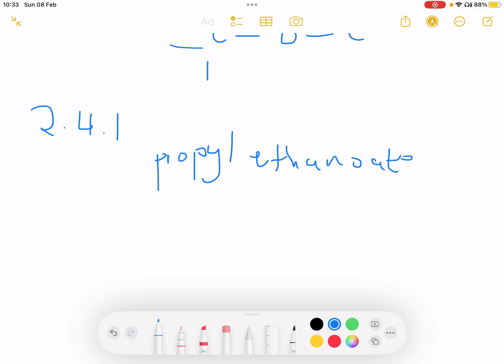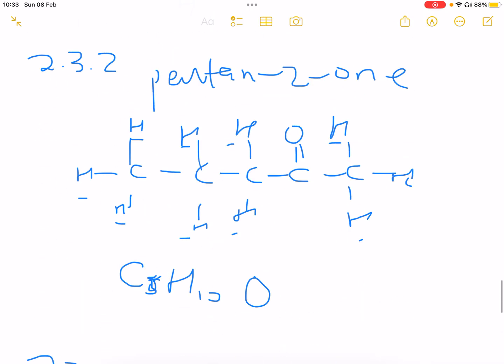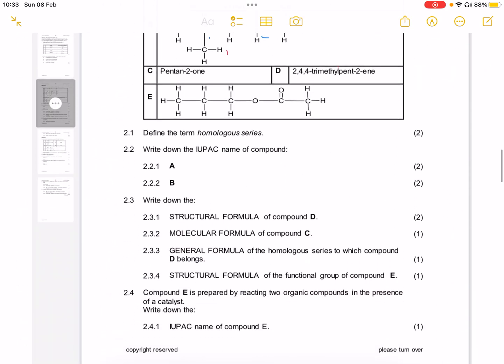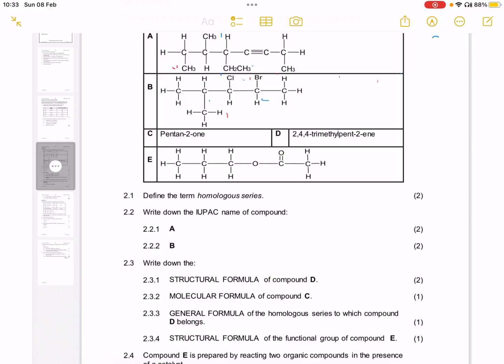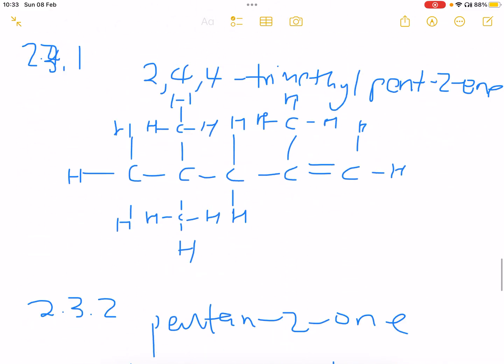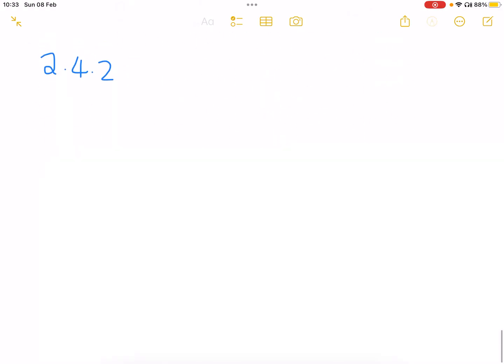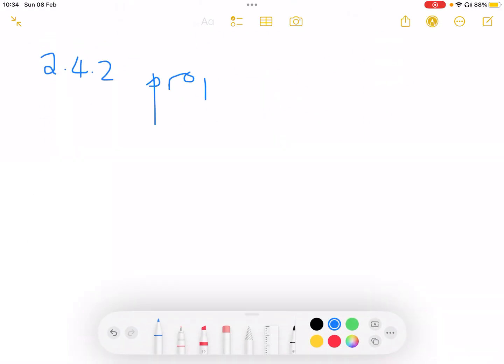Now the esters have a suffix of -oate. 2.4.2, if an ester has been made by 2 organic compounds and you see the alkyl substituent, the one next to O without the carbonyl, that definitely tells you that this is the alcohol part. So the alcohol there would be propanol, so that's why you have propyl, propanol, and then made with ethanoic acid.